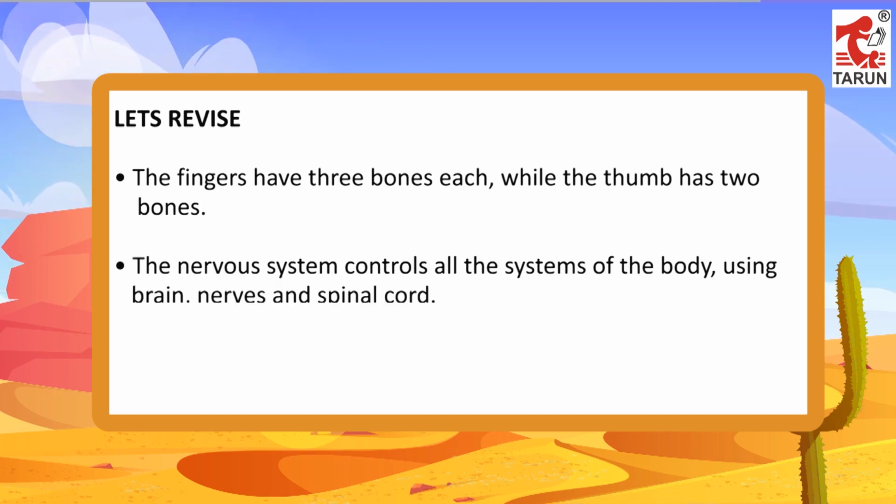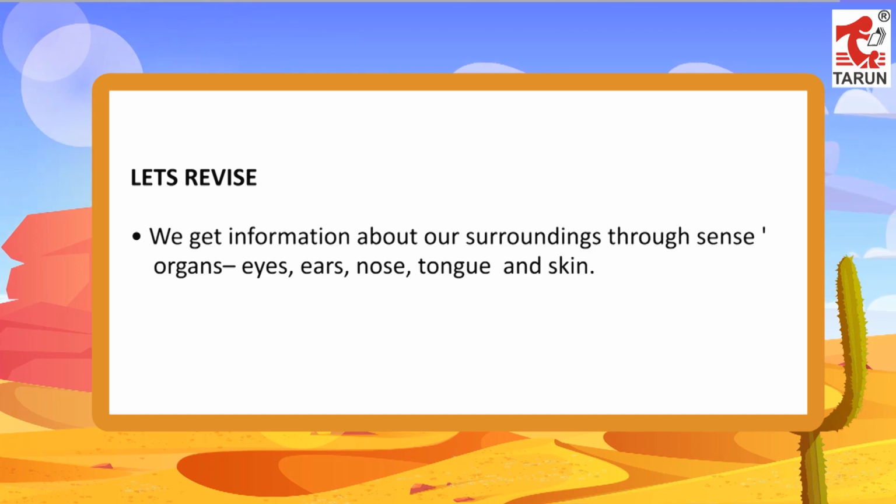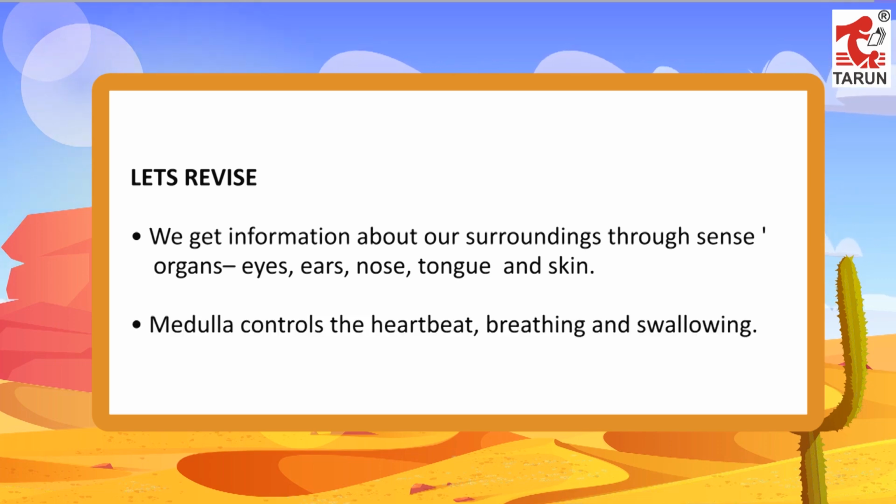The nervous system controls all the systems of the body, using the brain, nerves and spinal cord. Reflex actions are automatic actions of the body which are controlled by the spinal cord. We get information about our surroundings through sense organs: eyes, ears, nose, tongue and skin. The medulla controls the heartbeat, breathing and swallowing.